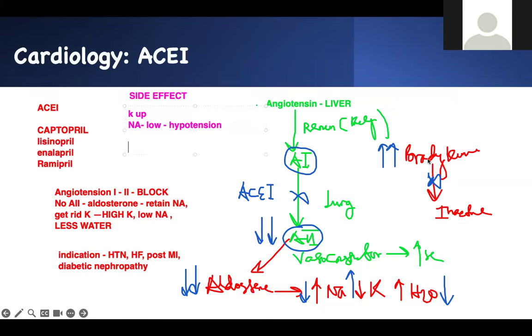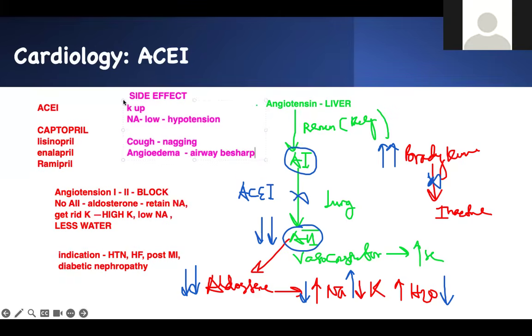Because of the buildup of bradykinin, you're going to have cough. This cough is nagging. It's not too much of a problem. You just have to change it to an ARB. It causes angioedema, and that is the flushing of the face, and this is the airway. And this is what I call the B sharp moment. This is B sharp. If you have to choose anything, this is the problem.